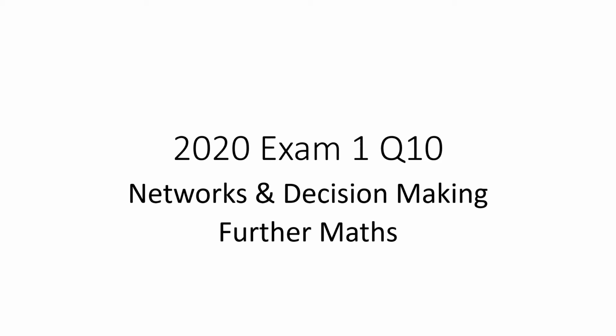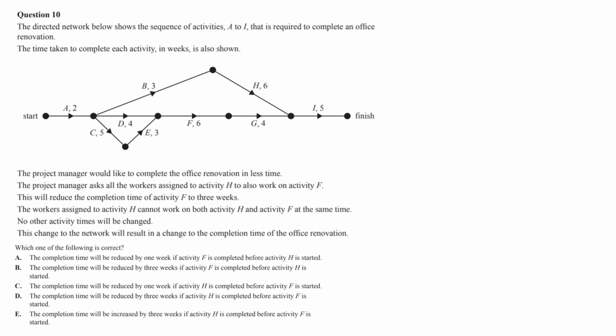2020, Exam 1, Question 10, Networks and Decision Making. Now the bit you've all been looking forward to, critical path analysis with crashing. We could have done a forward and backward scan and done all the boxes, but there's actually only 3 possible paths on this. So let's just look at those 3 possible paths, work out the time, and then we'll do this crashing stuff, and then we'll see which of these statements is true.